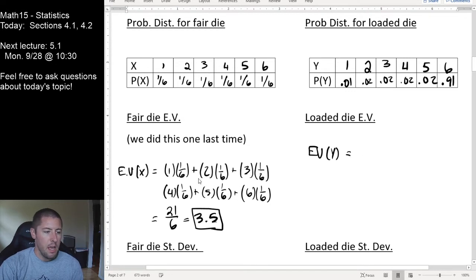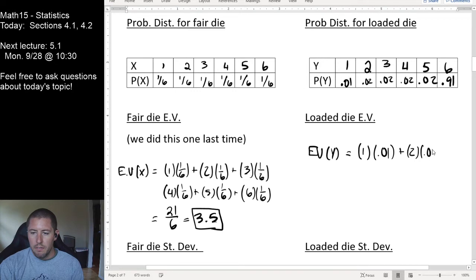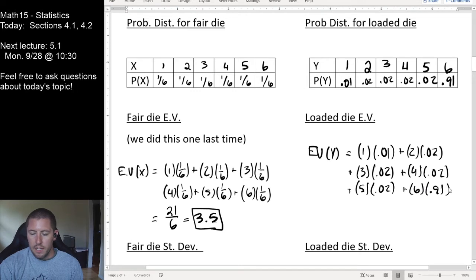And we can do the same thing. The only difference is that over here I used fractions for my probabilities, and now I have decimals for my probabilities. That's the only thing that's really changing. We have the value of 1 times the probability of getting a 1. The value of 2 times the probability of a 2. Value of 3 times the probability of getting a 3. 4 and the probability of a 4. 5 and the probability of a 5. And a 6 and the huge probability of getting a 6.